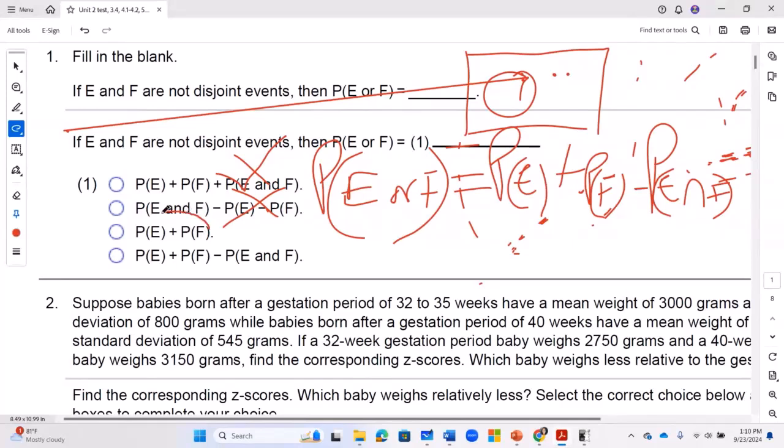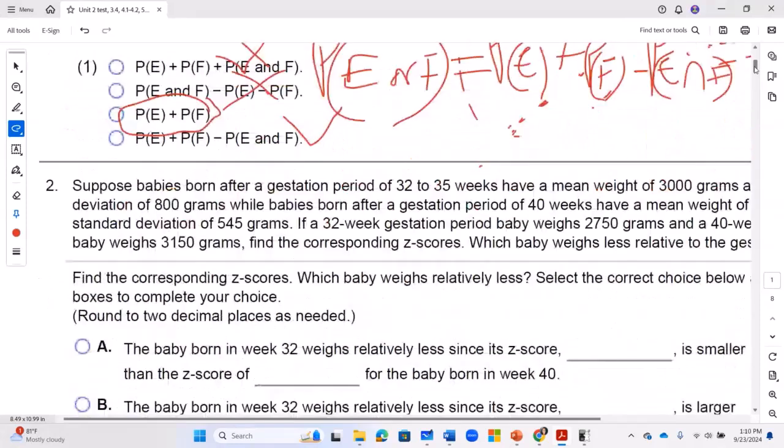This is probability rule number 1 for mutually exclusive events. Therefore, this is the correct answer. Oh, but I know that this question is always in the test. This question is always in the test. So, okay, let's get another.